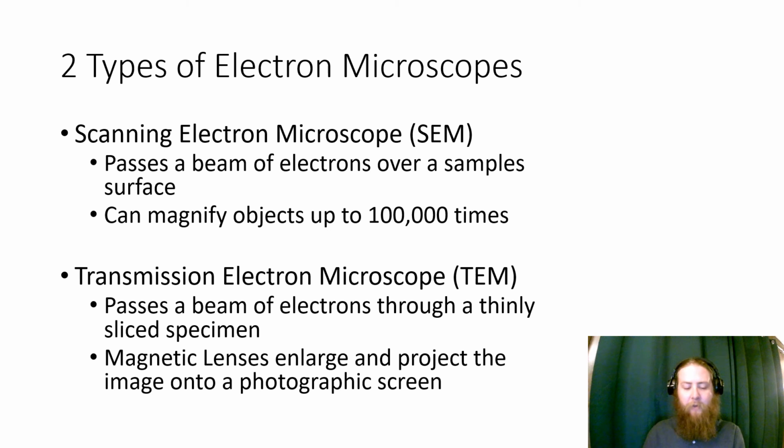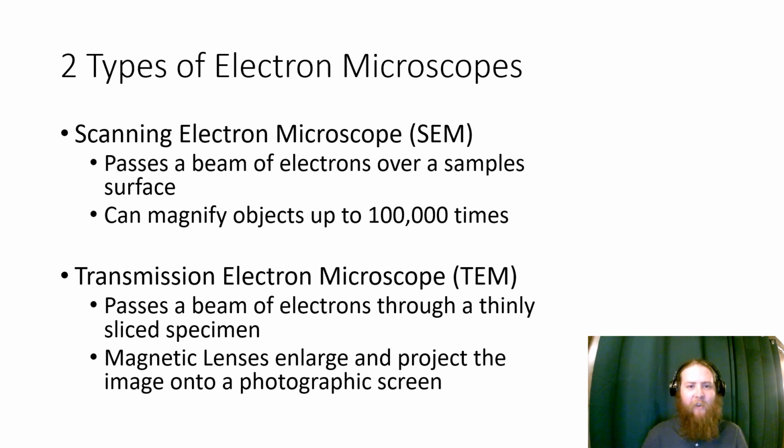There are 2 types of electron microscopes that are commonly used. There's the scanning electron microscope, which is the SEM, and this passes a beam of electrons over the surface of an object, and it can magnify objects up to 100,000 times normal vision. And the second one is the transmission electron microscope. This passes a beam of electrons through the specimen instead of over it. So how this works is the electrons go through there. On the other side, there's a magnetic lens that enlarges and projects the image onto a photographic screen.